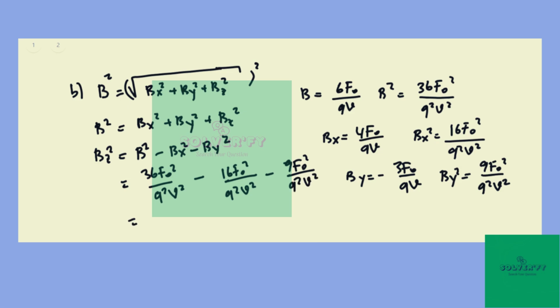Then for Bz squared, we have 36 minus 16, which is 20, and 20 minus 9 is going to be 11 F naught squared over Q squared v squared. If we take the square root of both sides, we get the z component: square root of 11 times F naught over Qv. Well, positive or negative, right? Positive or negative.